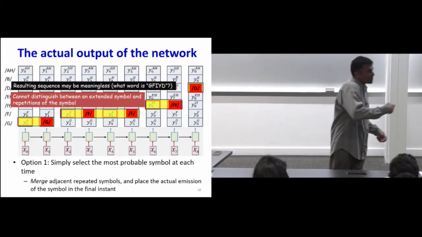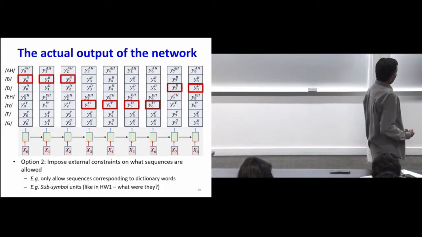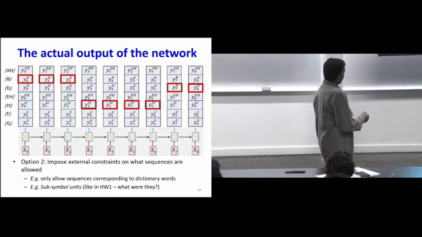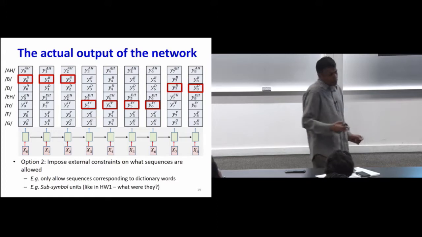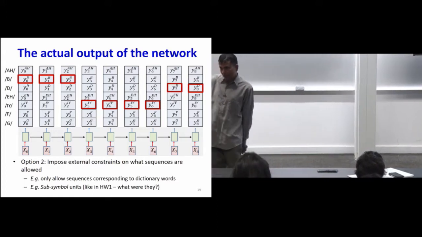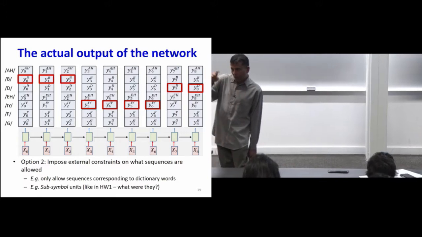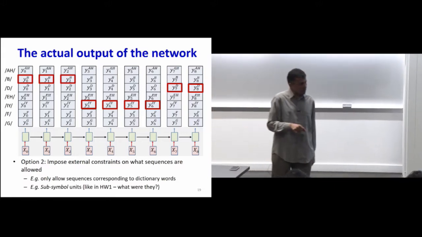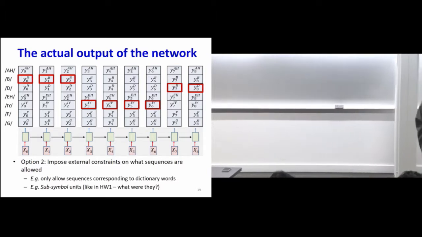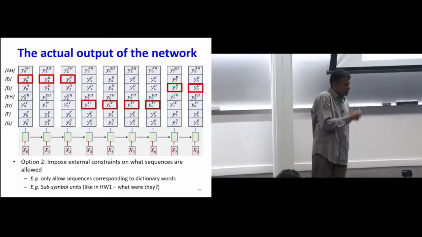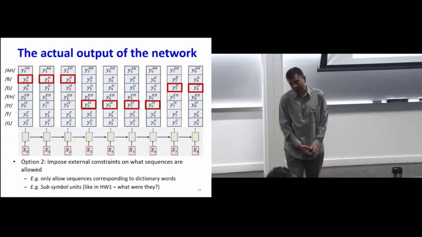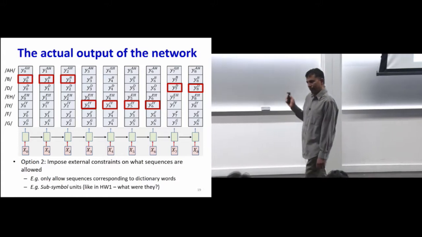So then the obvious way to go about this is to impose external constraints. I could say, for example, only allow sequences corresponding to dictionary words. So in this case, I have this entire table of probabilities, and I would be looking for sequences in this table which represent dictionary words. I'd pick the most likely, and I could keep patching things on. That ends up becoming a search problem, right? And we'll get back to that later. Questions?